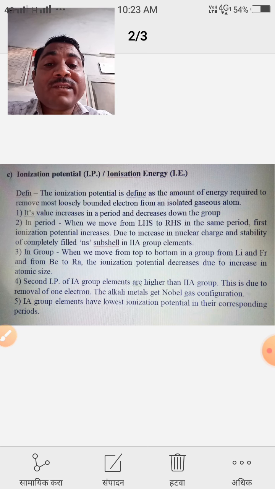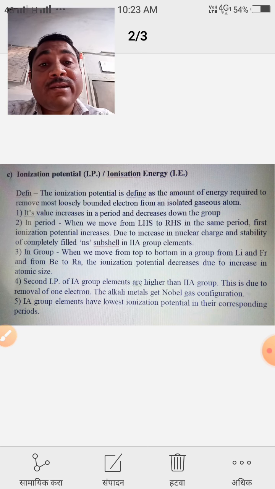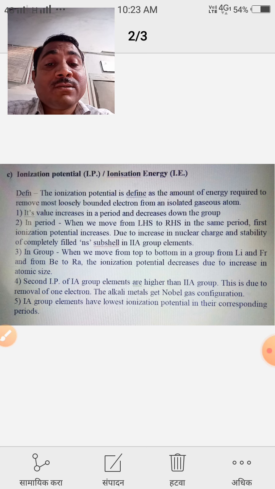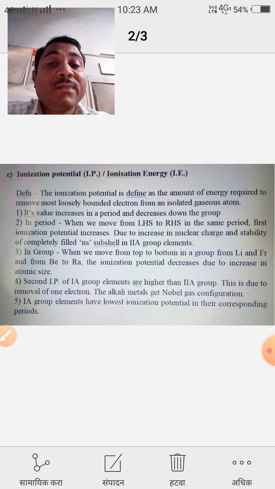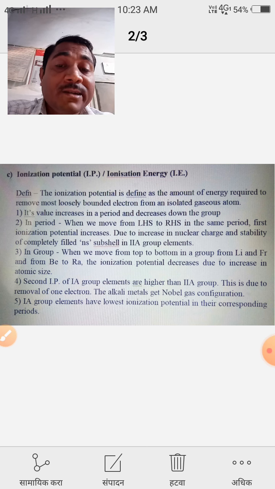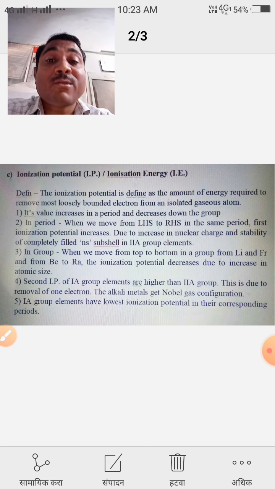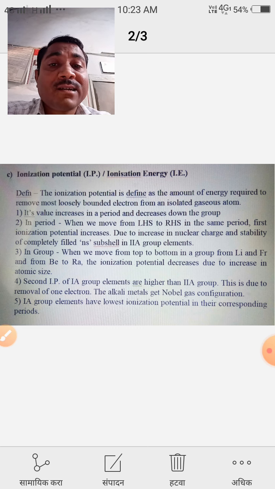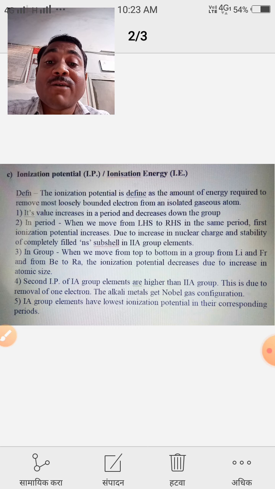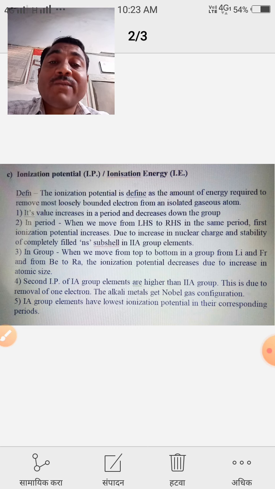The second ionization potential. What does the second ionization potential mean? It is the amount of energy required to remove the second electron from the last shell of an atom, and it is known as the second ionization potential.